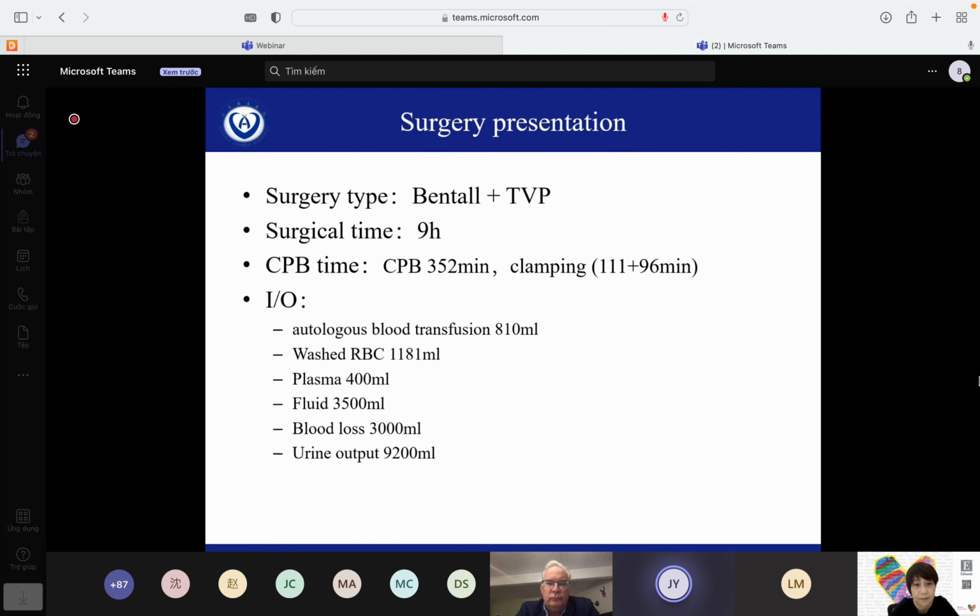She received autologous blood transfusion of 810 milliliters, washed red blood cells for 1,181 milliliters, plasma for 400 milliliters, and fluid for 3,500 milliliters. The total urine output was 9,200 milliliters.